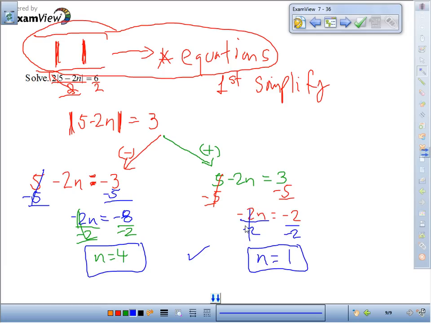Any questions with this one? So make sure you have your note that you say 2 equations and you need to simplify first and leave the absolute value by itself. Okay? Number 8.